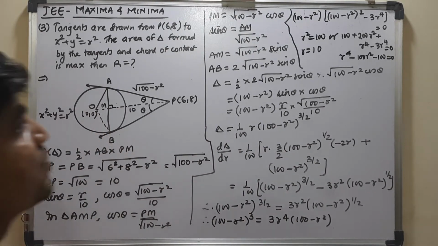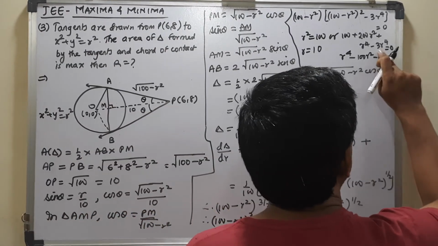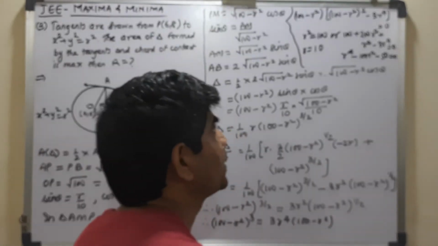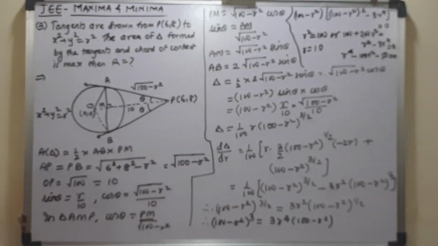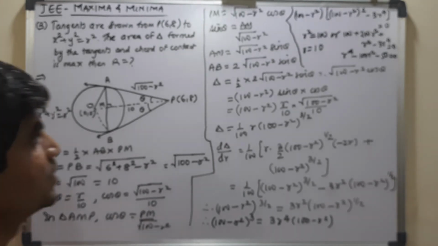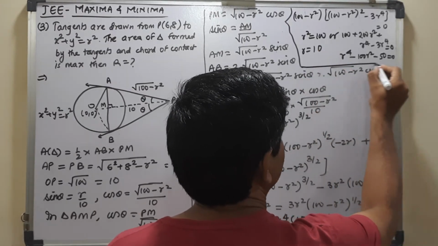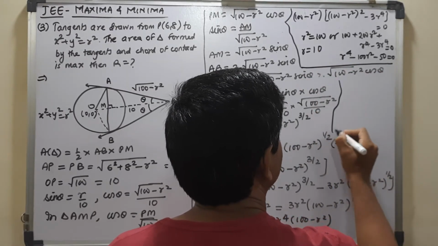100 r square minus 50, sorry, not 100, it will become 50. And the splitting should be 100. So if I try to solve it, I got one already as r is equal to 10.